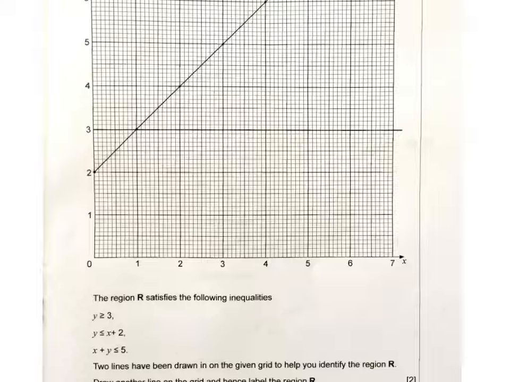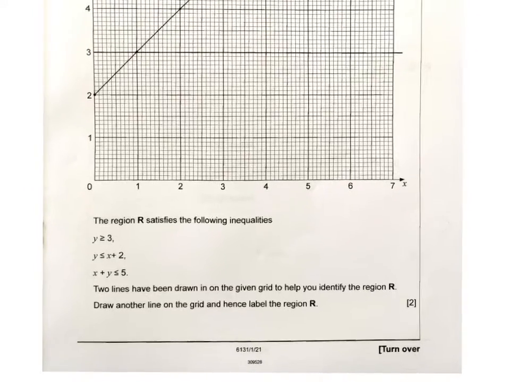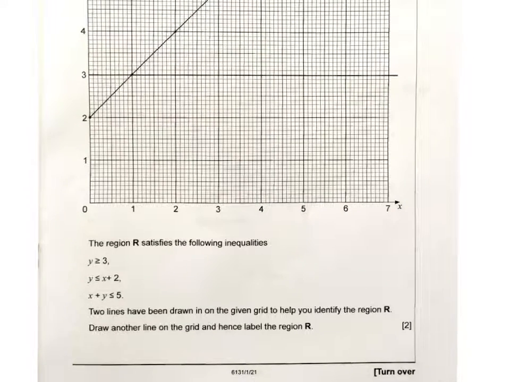Okay. Now we need the region that satisfies the following inequalities. So we have y is greater than or equal to 3, y is less than or equal to x plus 2, and x plus y is less than or equal to 5. Now the two lines are already drawn, so I hope you can see there is this line and there is this line. Now if you look at these 3, which line do you think represents each?